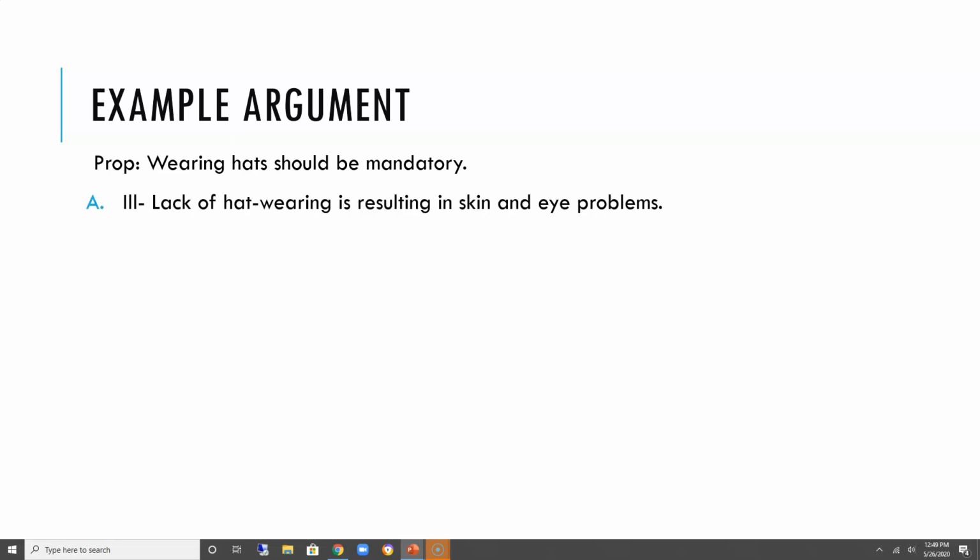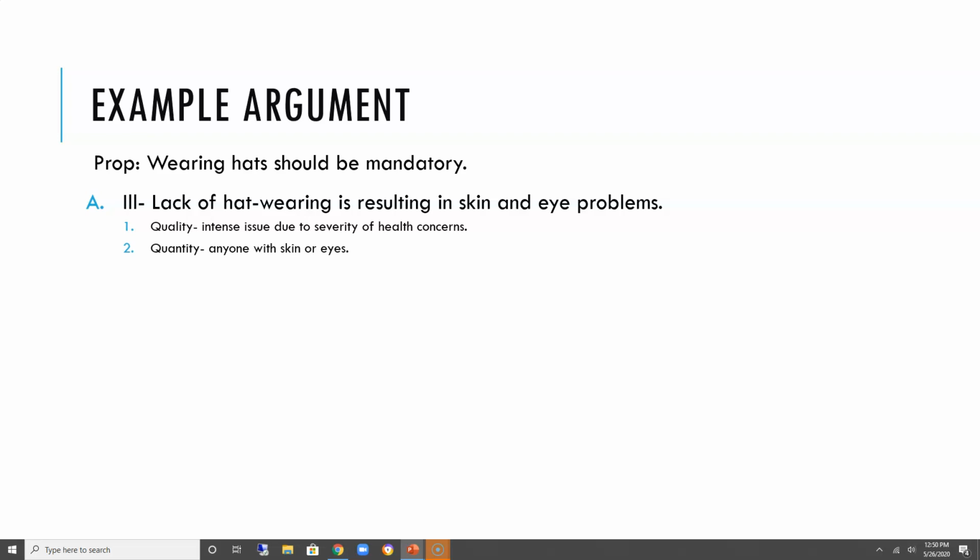For my ill, I'm going to say that the lack of hat wearing is resulting in skin and eye issues. Of course, I would be more specific in a 7-minute argument and explain specifically which skin and eye problems. And I would tell you that the quality is intense due to the severity of health concerns that can come from skin and eye issues due to sun exposure.